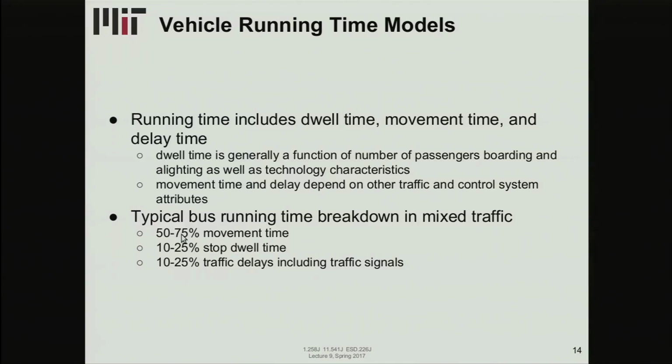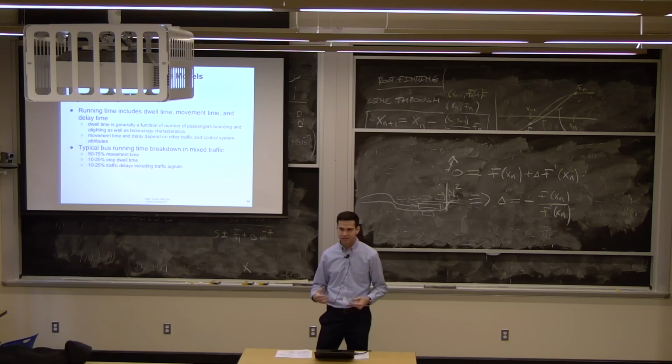If we look at the typical bus running time and how we break it down, this is a typical bus in mixed traffic. Somewhere between a half and three quarters will be spent moving between stops. Between 10% and a quarter will be spent at stops, serving a stop. And between 10% and a quarter will be spent in traffic or waiting for a signal, so at a red light, essentially.